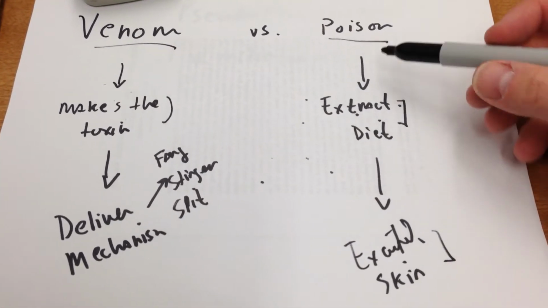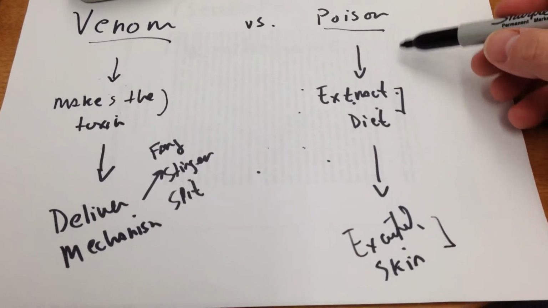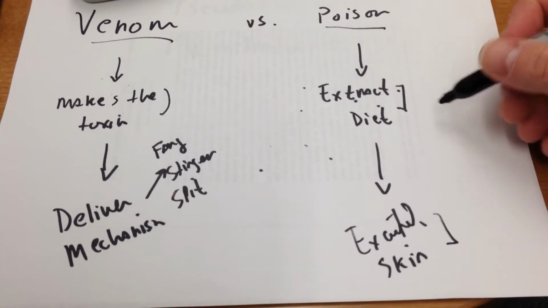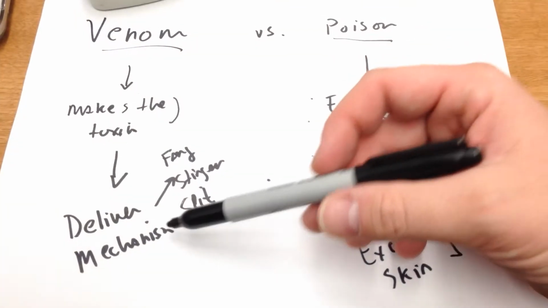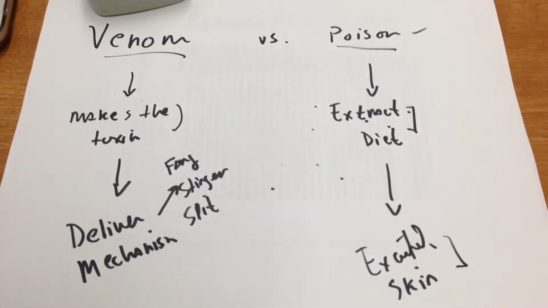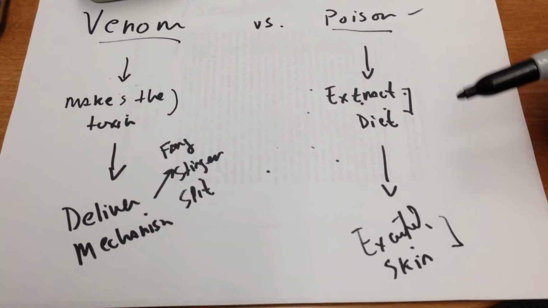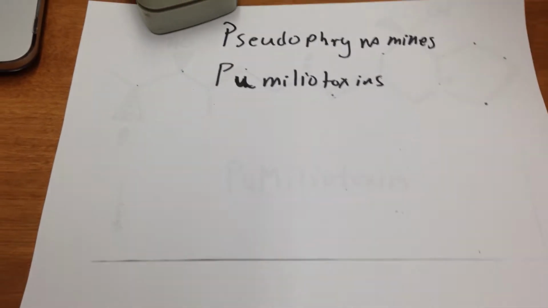So a poison dart frog wouldn't come after you if you startled it. It wouldn't bite you or sting you or spit on you. You would actually have to touch it, lick it, ingest it, what have you. You would have to deliver the poisons on their skin into yourself. So that's just the difference between venomous and poisonous. Let's go ahead and move on.